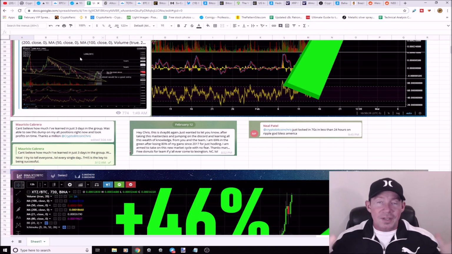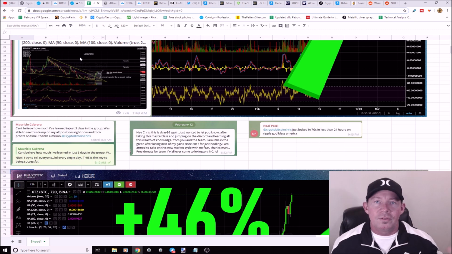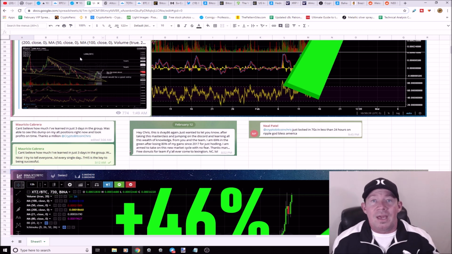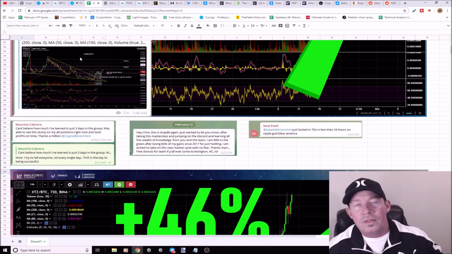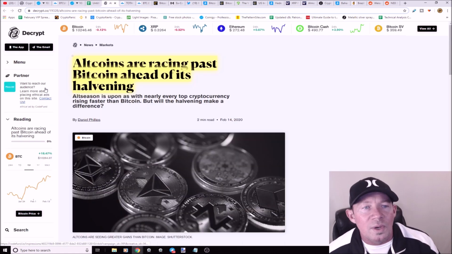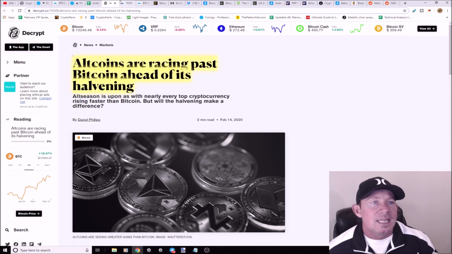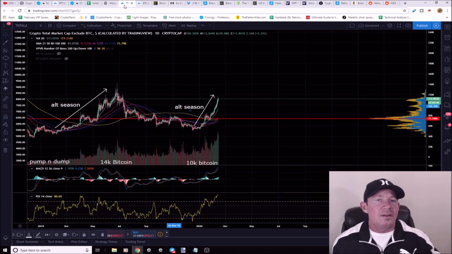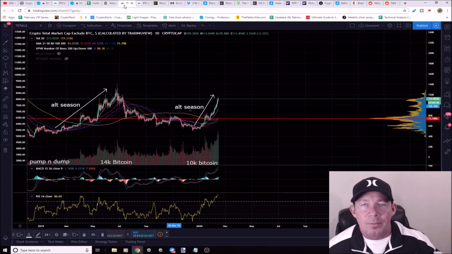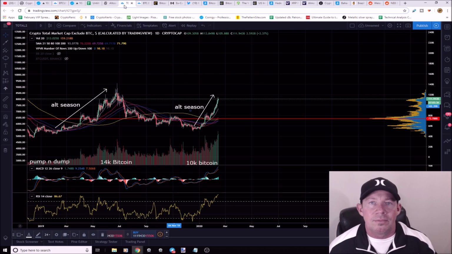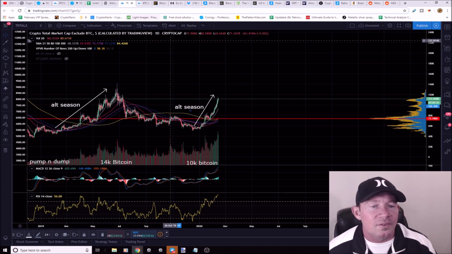Bottom line is this, you've got to be in the right coins. And then when that coin gets basically overbought, you move to another coin that hasn't popped yet. Altcoins are racing past Bitcoin ahead of its halving. Let's talk about this. Now, Bitcoin's got a ton of upside ahead of it. Yeah, we might get pullbacks along the way. Of course, this market doesn't move in straight lines, but I want to talk about this alt season that we've been having.